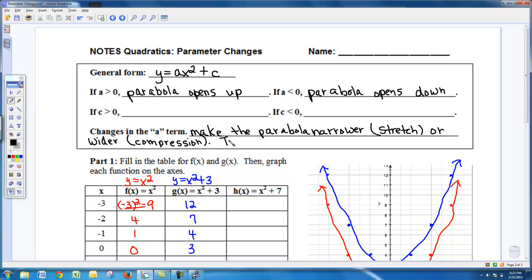And we can say that the further A is from 0, the narrower the parabola.